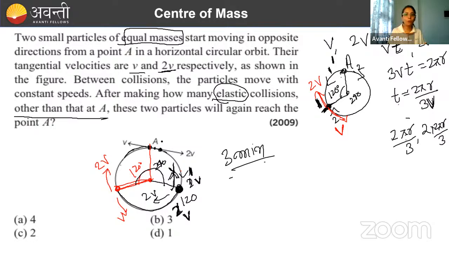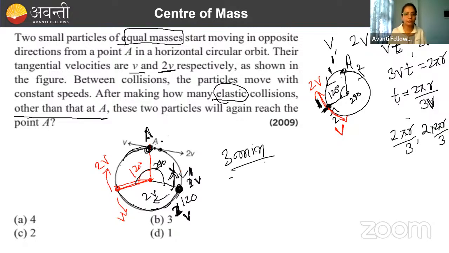Now, the one moving with velocity v will cover how much angle? 120 degrees. So that will come at A. And the second one will cover how much angle? 240. So again, it will come at A. So after the second collision, they will again meet at A and collide again.